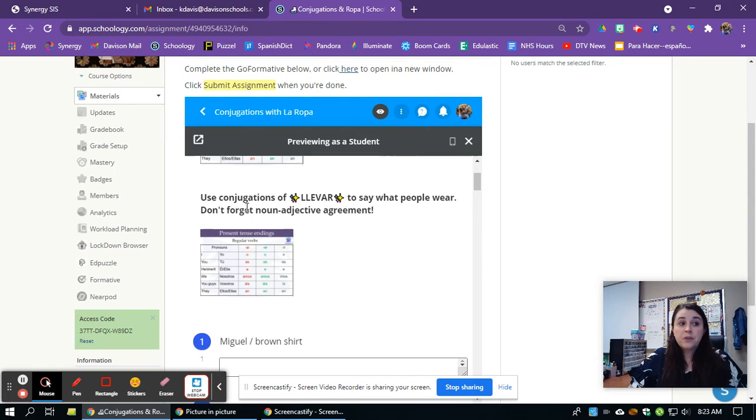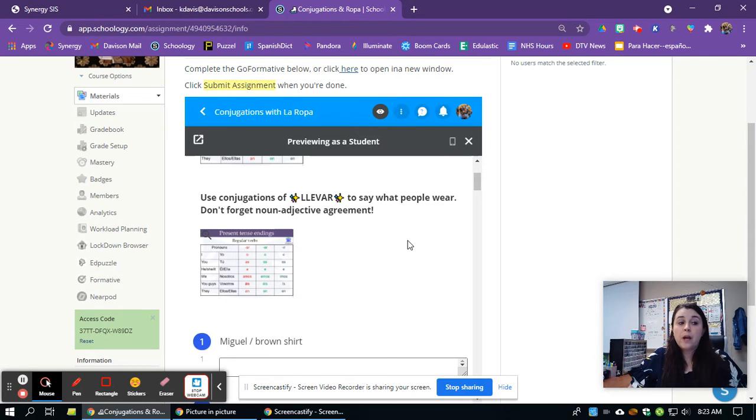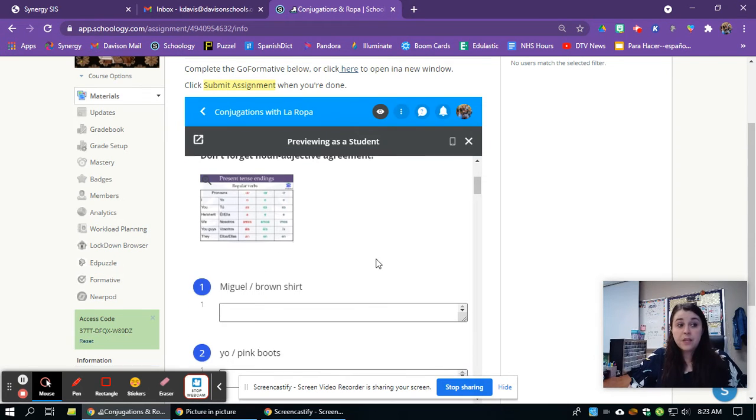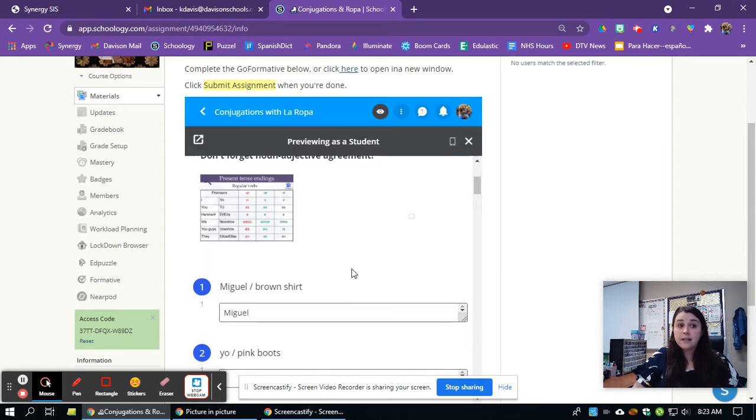And so for this first one, you're going to use conjugations of llevar. So you're going to use our AR endings to say what people wear. And you're going to use noun adjective agreement. So for Miguel, I'm going to say Miguel wears a brown shirt. So I have Miguel. For my AR verbs, if I'm talking about a he, I'm going to use an A ending. So I'm going to use lleva.